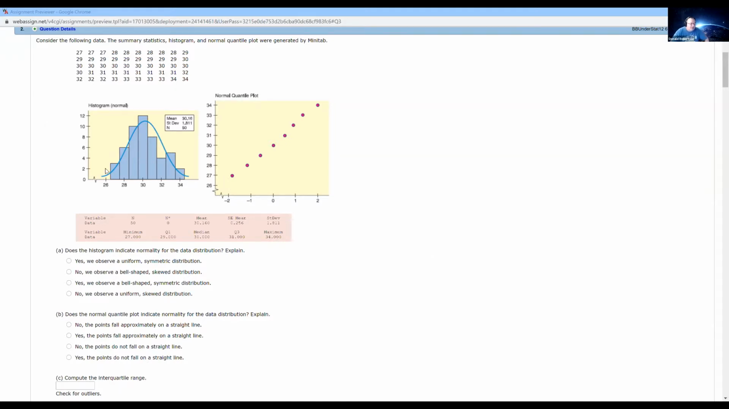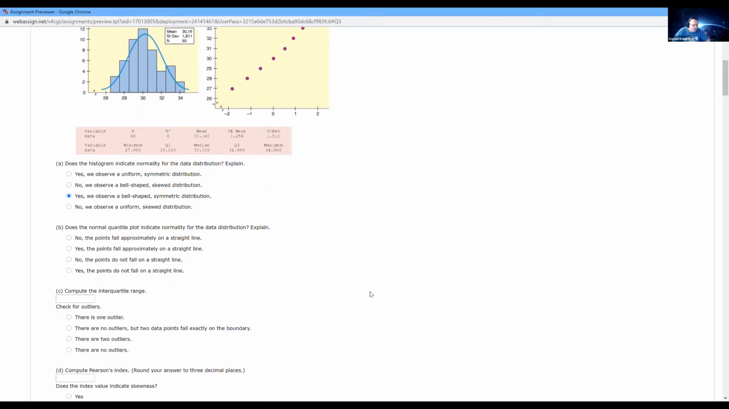Okay, so histogram, shape, and this nice little plot here. Now, does this histogram indicate normality? So if you look at this histogram, yes, we observe a bell-shaped symmetric distribution. Well, you don't use the word uniform. Do you know uniform means all of equal height? So I'm picking that one. Now, that's maybe not your question anyway, but since I'm doing it, might as well do it now.